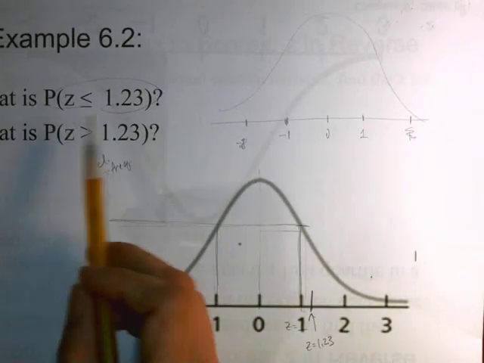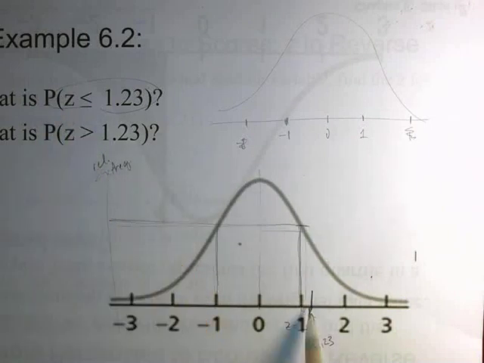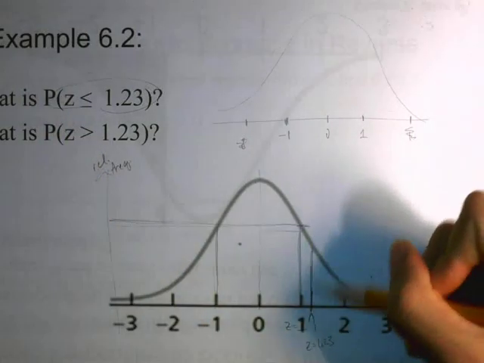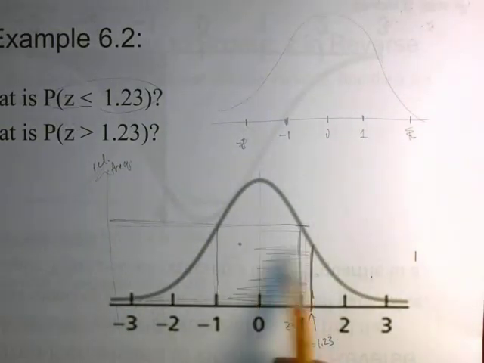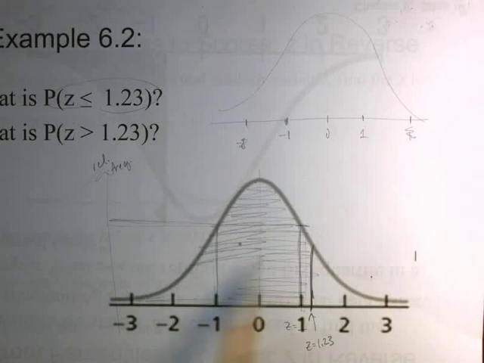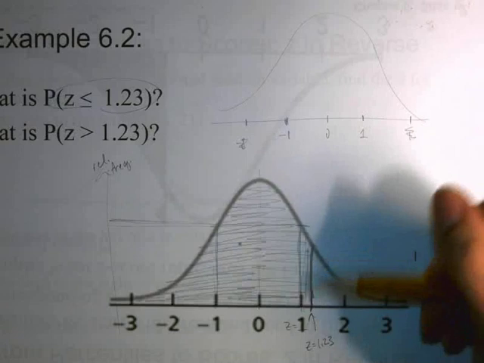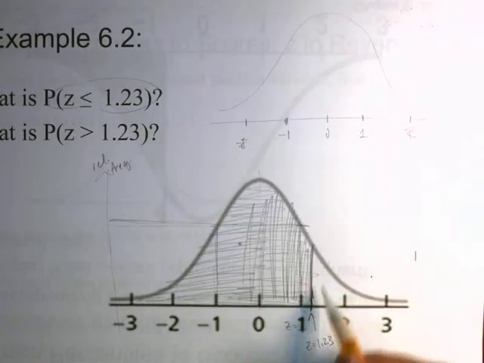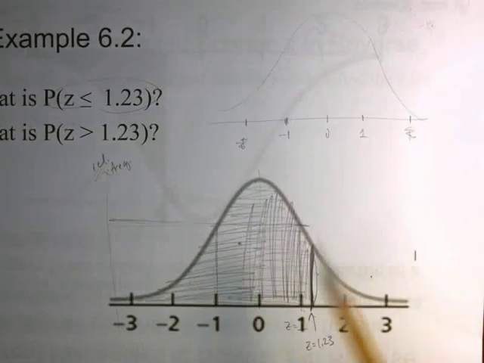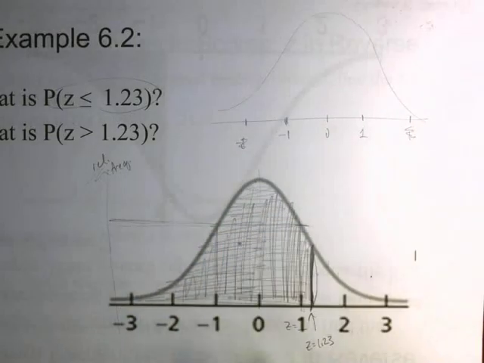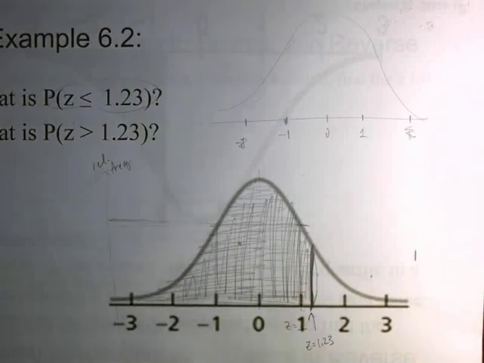And if we want to find the probability that z is less than or equal to 1.23, what we are looking for is the probability that we are in this region of the graph. All the z values that are less than 1.23 fall to the left of this number here. If I randomly picked a z value, the chance that it would be 1.23 or less would be the area under this curve.